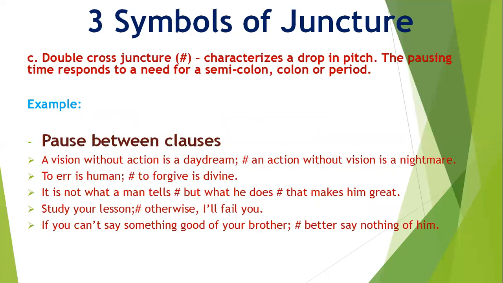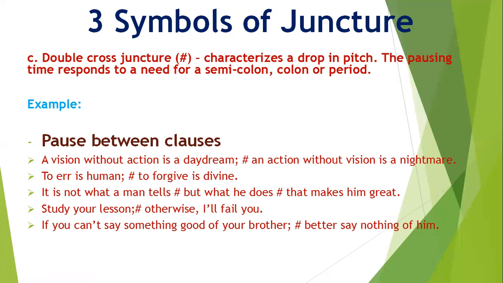Okay, next we have the third symbol. We call this double cross juncture. So this is your symbol, double cross. It characterizes a drop in pitch. The pausing time responds to a need for a semicolon, colon, or period. So it's very obvious that you can use double cross juncture if you see a colon or a semicolon.